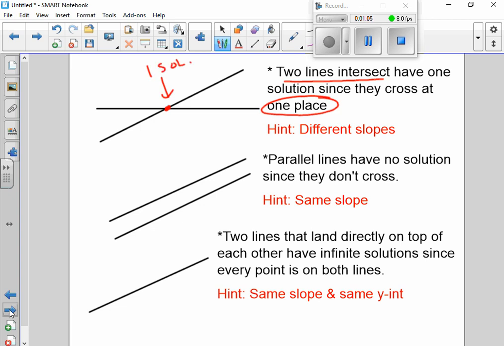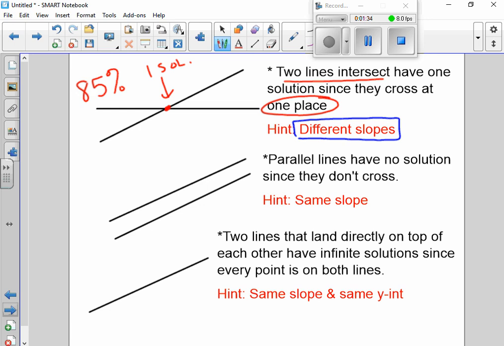So I want to make you aware that probably about 85% of your problems will do that. Maybe even 90. But most of your problems will do that. One hint, which you don't have to study or know, but it is helpful: if you see that the lines have different slopes, they're going to cross. So if that number in front of x is different in both equations, they're going to cross. And I'm talking about after you put them in slope intercept form, of course.